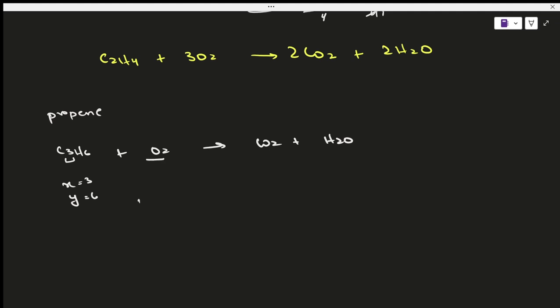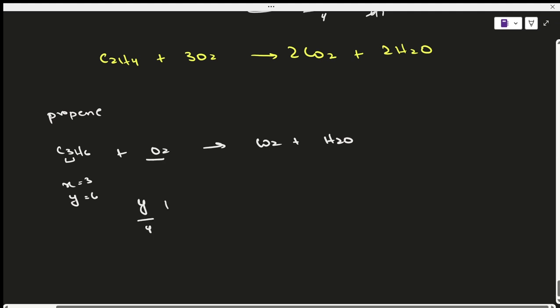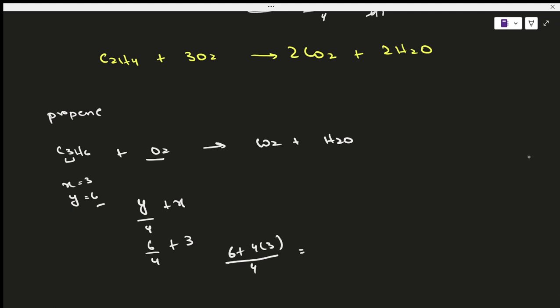So this was y over 4 plus x. The value of y is 6, so 6 over 4, and the value of x is 3. If you take the LCM, this is 6 plus 4 times 3, and this comes as 18 over 4. So this is 2, this is 9, and this is your answer: 9 over 2. So oxygens are 9 over 2.